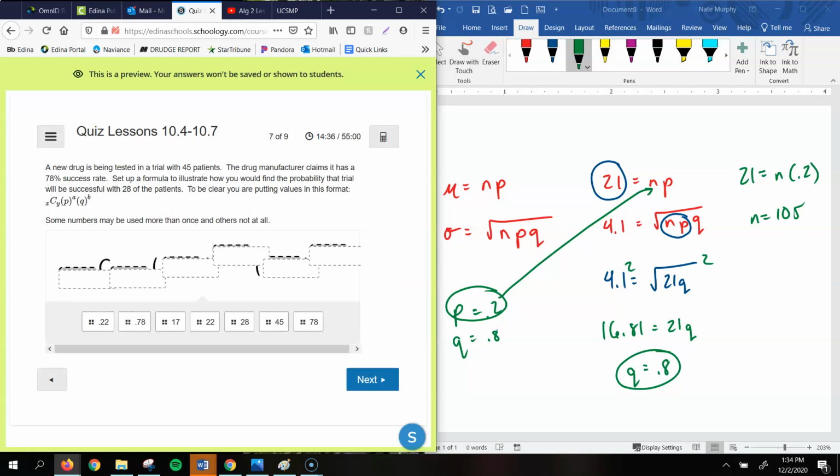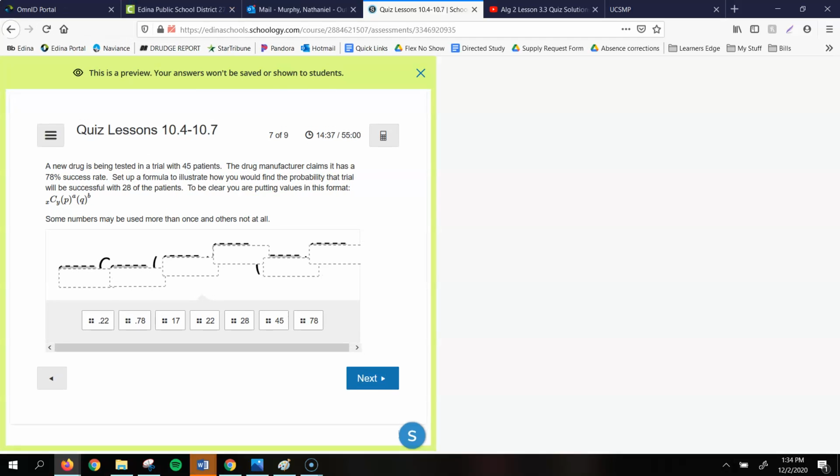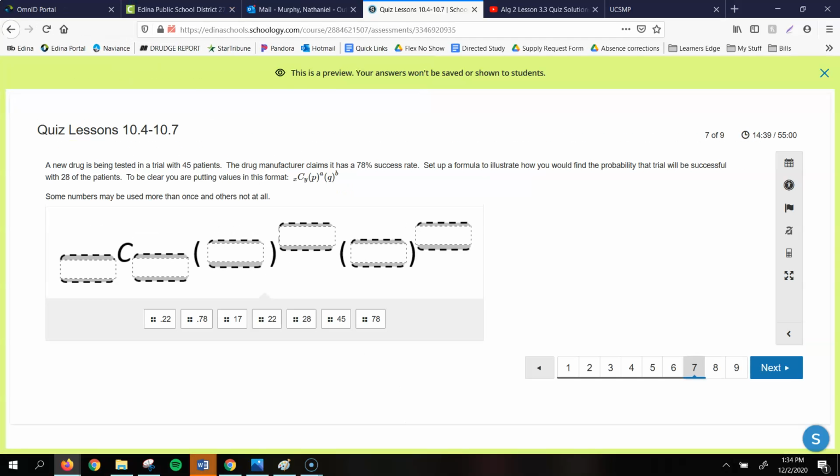All right, so this one, because I have my screen a little smaller here, if I made this bigger, there we go, we'll be able to see this better. It says a new drug is being tested in a trial with 45 patients. The drug manufacturer claims it has a 78% success rate. Set up a formula to illustrate how you would find the probability the trial will be successful with 28 of the patients. To be clear, you're putting values in that format. So if you're wondering what all these blanks are about, we're basically just filling in the blanks for that format.